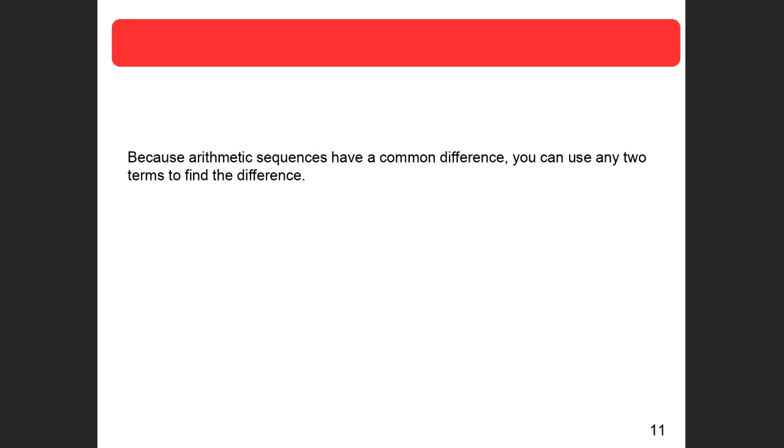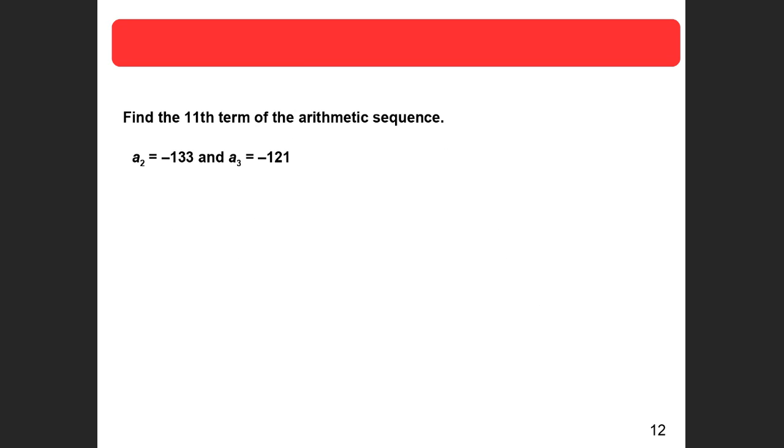Because arithmetic sequences have a common difference, you can use any two terms to find the difference. So for example, if they told us a sub 2 is -133 and a sub 3 is -121, all we have to do is figure out the difference between them, and that gives us our d value.